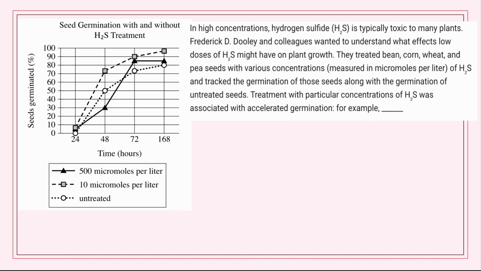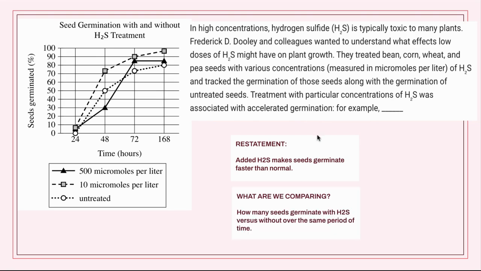For example, evidence. Okay, so basically we're doing an experiment to see if H2S, hydrogen sulfide, helps these plants grow. When you say germination, that means how the seeds grow, or how many seeds actually start growing. Now, if we're talking about an accelerated germination, we're talking about faster germination. So if I had to restate it, I would say adding H2S at certain concentrations makes seeds germinate faster than normal, or than untreated, right?